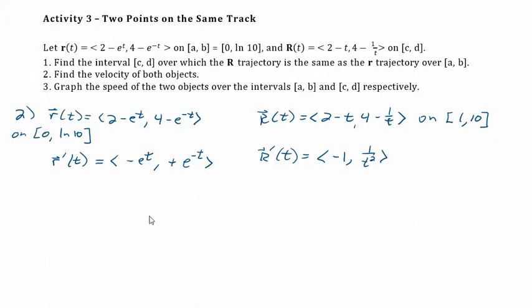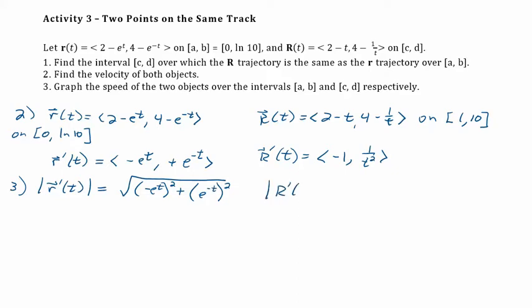All right, let's take a look at number 3. Graph the speed of the two objects over the intervals. So remember, the speed is the magnitude of the velocity vector. So to find the speed, we need to find the magnitude of this velocity vector, which is going to be the square root of the sum of the squares of its components. All right, and the magnitude of this velocity vector.